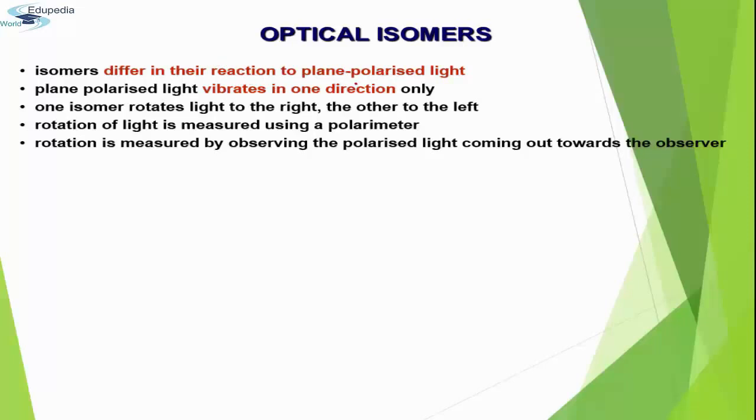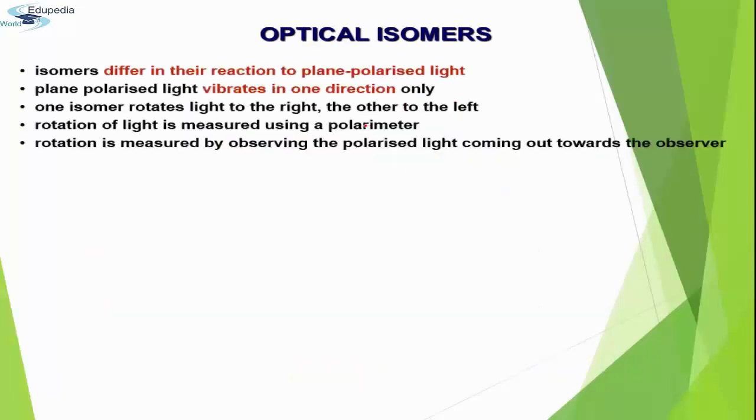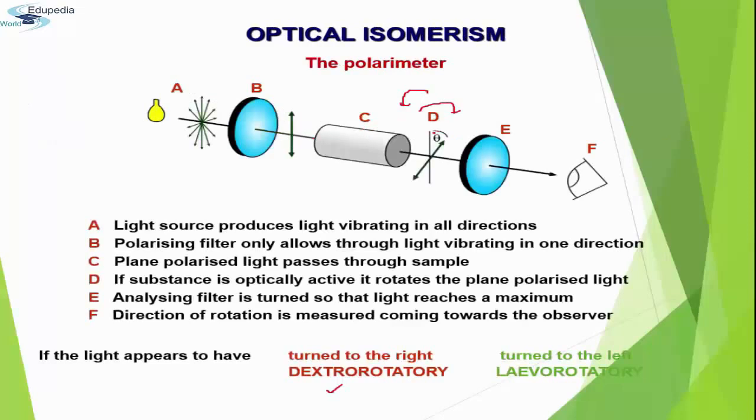Okay, what is plane polarized light? Any light which is having vibration only in one direction. So if our isomer rotates light to the right side, then it is dextrorotatory. If to the left side, then it is levorotatory. By observing with the analyzing filter you can tell whether the plane polarized light has rotated or not, or rotated in which direction, right or left, and accordingly we assign it the nomenclature D or L, dextrorotatory or levorotatory.